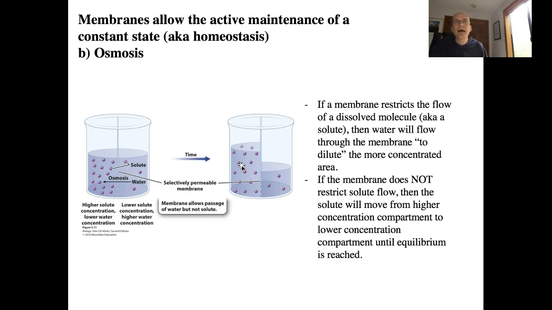If the membrane does not restrict solute flow, then the solute will move from the higher concentration compartment to the lower concentration compartment until equilibrium is reached. But if it does restrict solute flow, then that is not happening, and the change of the water level is what happens.